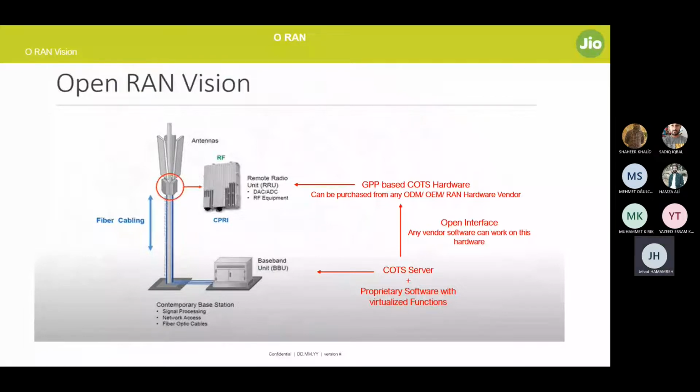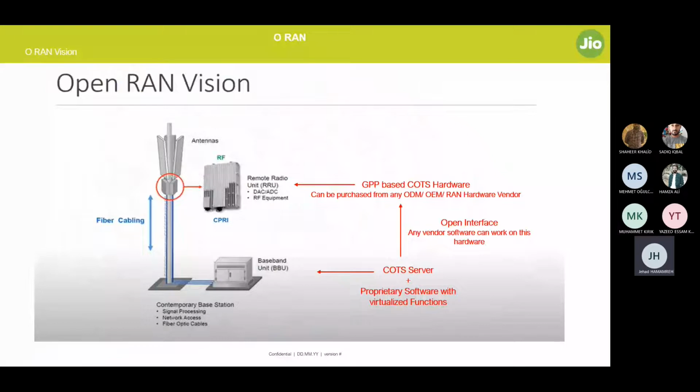The hardware, which is the radio remote unit, is open. Commercial off-the-shelf hardware can be purchased from any vendor. The interface is open. Anybody can have anything to connect with. And the baseband unit is also like a server, but you need to have the intelligence, and everything is pushed to the software, so that you buy the software from these vendors and enjoy the benefits that the network will have. So this is Open RAN.